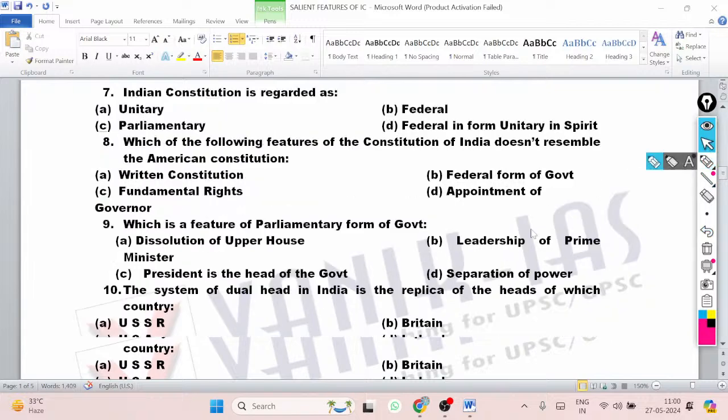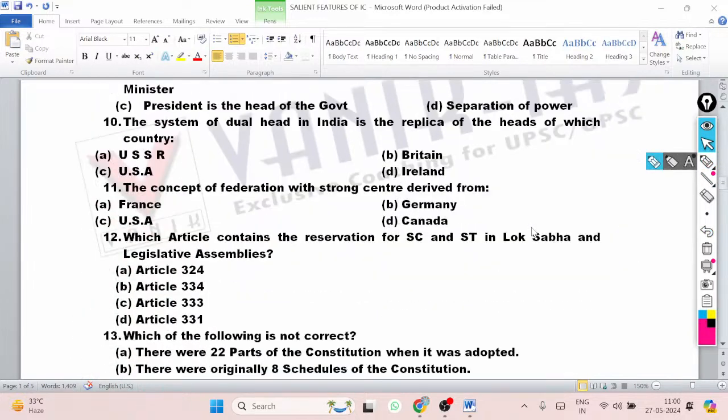Now we'll come to question number 10. The system of dual head in India is the replica of, dual head meaning the head of the government and the head of the state. We have borrowed it from Britain. But there is a difference also. Although there is a difference, we have a similar pattern, two heads. But in Britain, the head of the state is hereditary in nature, but in India it is elected. That is another part of it. So the answer will be B.